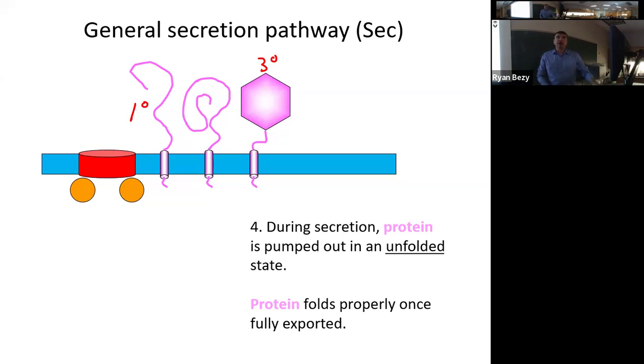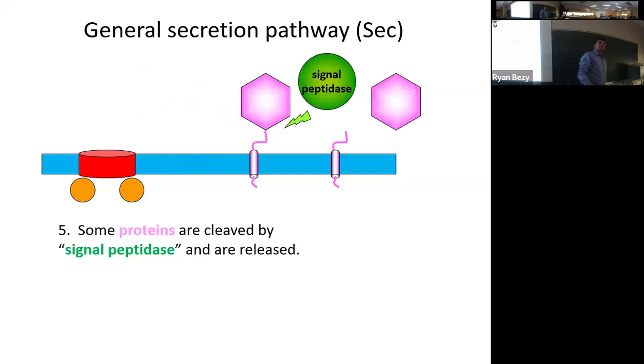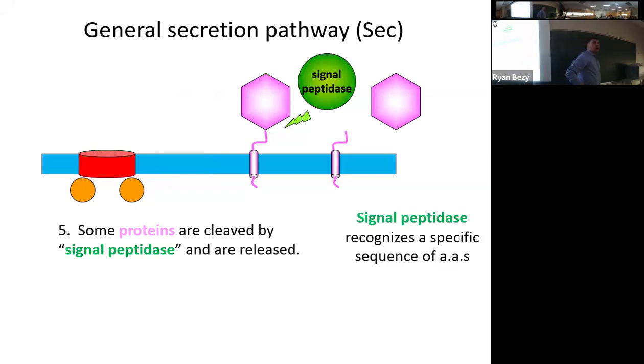The other thing is, is it attached to the membrane? My protein that got secreted, is it attached to the membrane? It is still. In some cases, that's it. Some proteins get cleaved by another enzyme called signal peptidase, and then they get released. They'll go off and float into the environment. And that signal peptidase recognizes a very specific sequence of amino acids and cuts there. So if they have the signal peptidase signal, they get cut off.